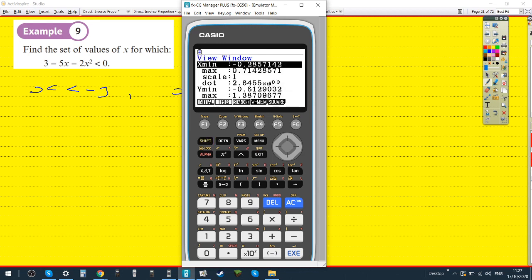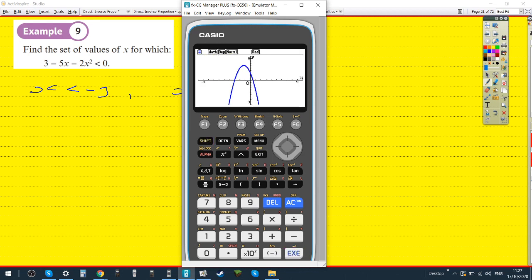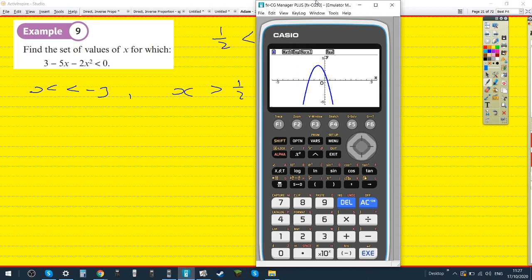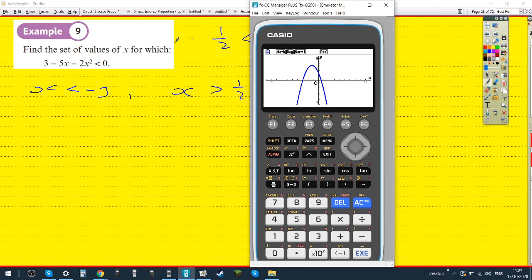Shift view window standard. That's what it looks like. We want when is the output less than 0? If we do shift graphical solve, let's do the root. And you can see there, it's when x is going to be less than minus 3, to the left of minus 3. And if I press right, it says the root is equal to 0.5. And so when is it less than 0, would be under that. And so it's when x is greater than 0.5. So that's just like a visual explanation for it.